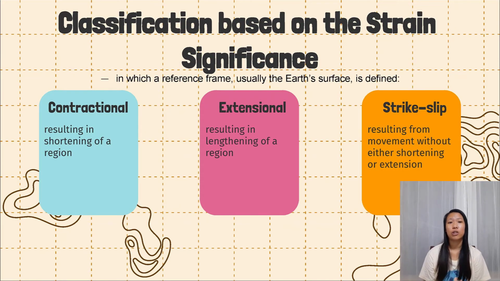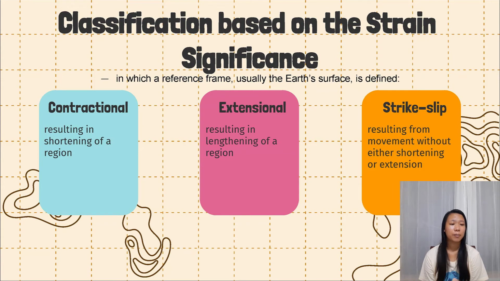The next classification is based on the strain significance. So, strain is the deformation of materials in response to stress, in which a reference frame, usually the Earth's surface, is defined as contractional, extensional, or strike-slip. So contractional, which means resulting in shortening of a region, from the word contract, which means to shorten. Next, extensional, which means resulting in lengthening of a region.